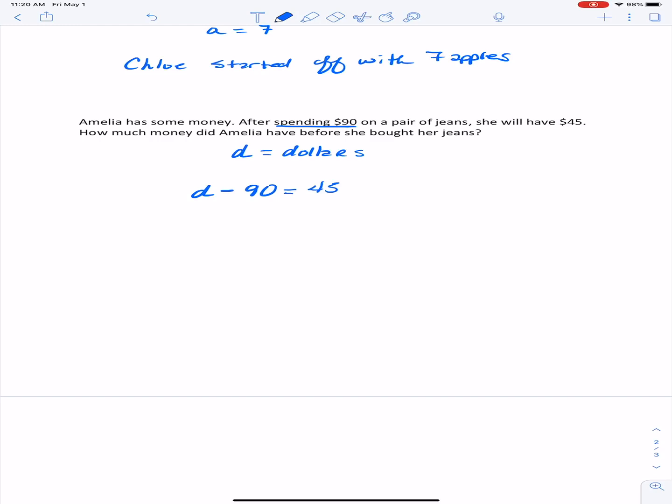Again, we have 90 being subtracted from D. So the opposite of subtraction is addition. So I'm going to add $90 to both sides of my equation. 90 from 90 is going to cancel that out. So D equals $135.